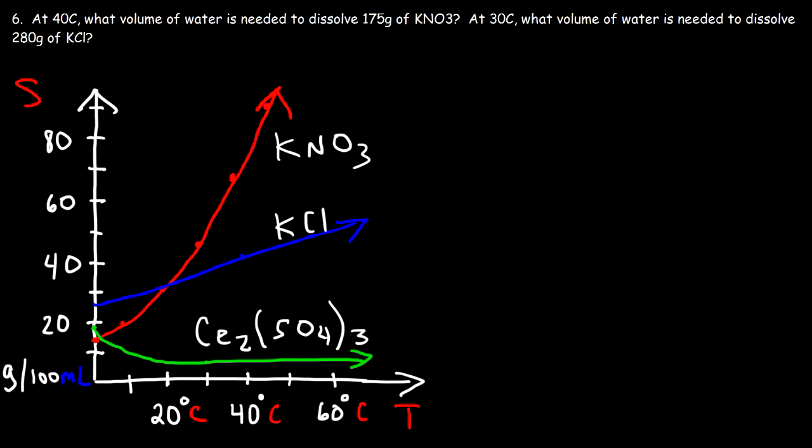Number 6. At 40 degrees Celsius, what volume of water is needed to dissolve 175 grams of potassium nitrate? So let's focus on the red line. So we're dealing with 40 degrees Celsius, so it is wise to calculate the solubility at this temperature. So the solubility approximately is 70 grams. So let me go ahead and write that. So at 40 degrees Celsius, we can dissolve 70 grams of KNO3 per 100 milliliters of water.